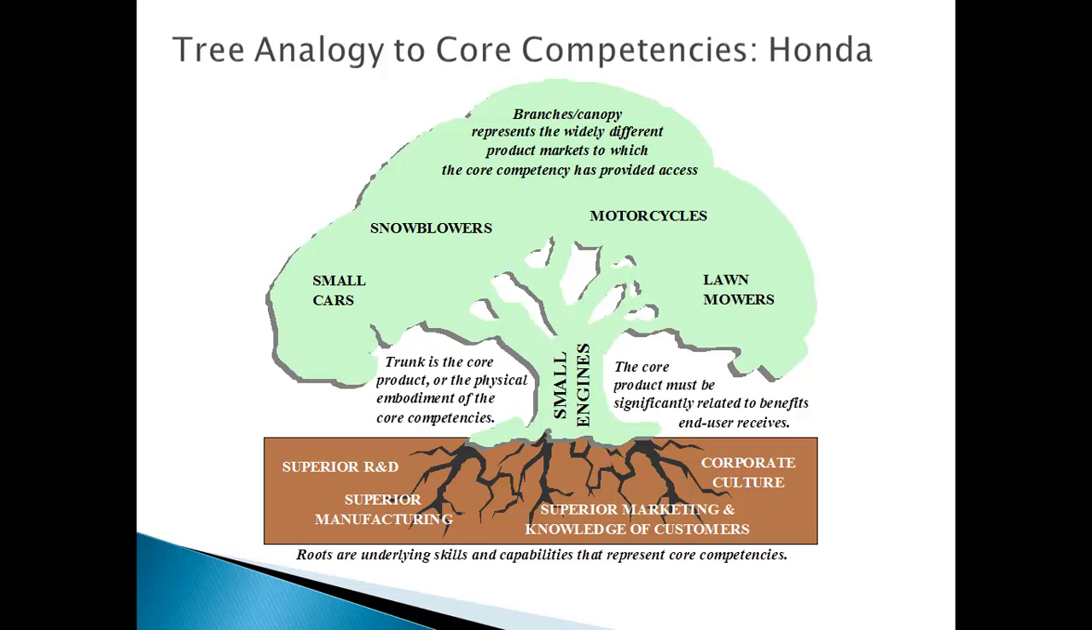What you also see here is, in the case of a physical good, Honda also excels in superior manufacturing. And you might recall that the quality control movement and zero defects came out of the Japanese industry in about the 1980s. Now what's interesting here is you also see core competencies in superior marketing and knowledge of customers.